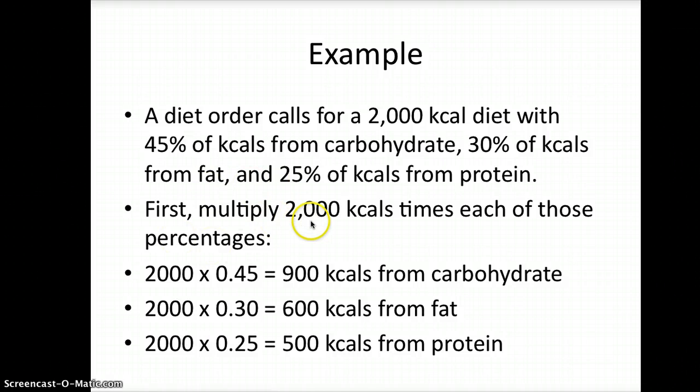So first you're going to multiply your 2,000 calories times each of those percentages. So basically what you're saying is, what percent of the 2,000 calories are going to come from carbohydrate? Well, 45%. So 45% of 2,000 is 900 calories from carbohydrate. 30% of 2,000 is 600 calories from fat. And 25% of 2,000 calories is 500 calories from protein.